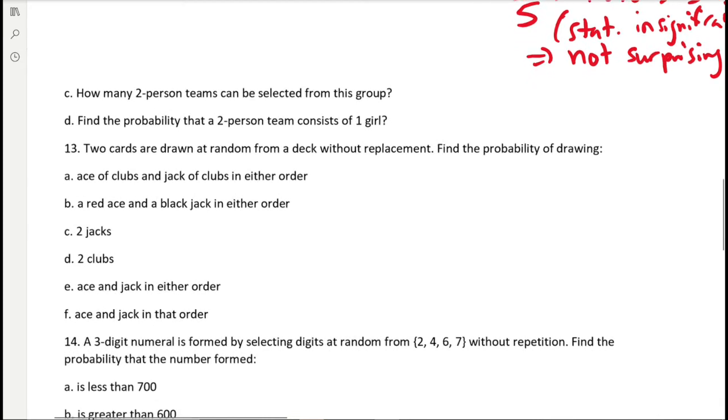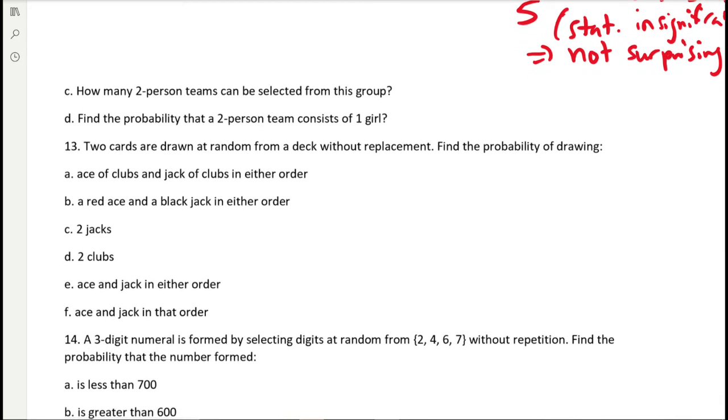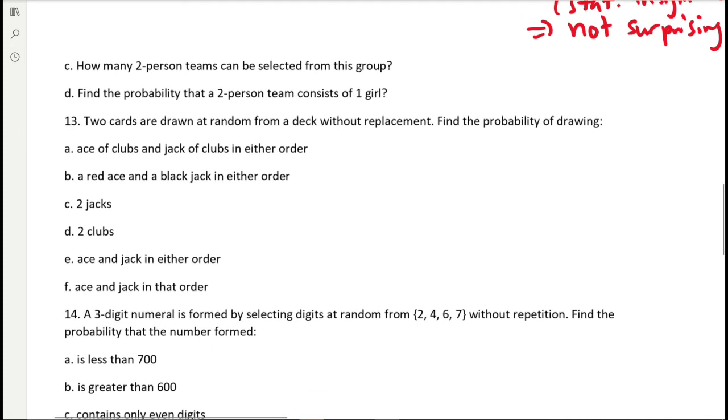All right, so part C, how many two-person teams can be selected from this group? So now we're not looking at positions at all. We're only looking at teams, right? Two-person teams where order doesn't matter. So we're no longer looking at president, vice president, just teams in general. So in this case, order doesn't matter. So we're looking at a combination of six people chosen two at a time. And that's going to be 15 total ways.